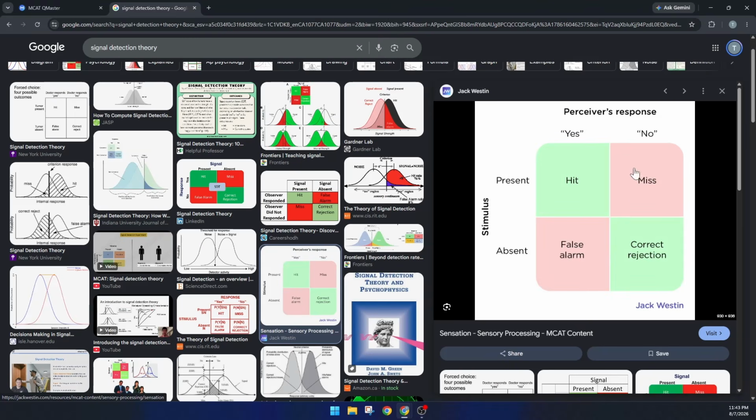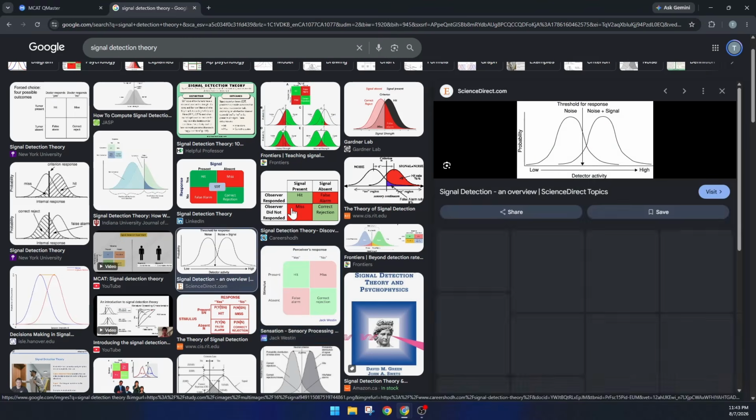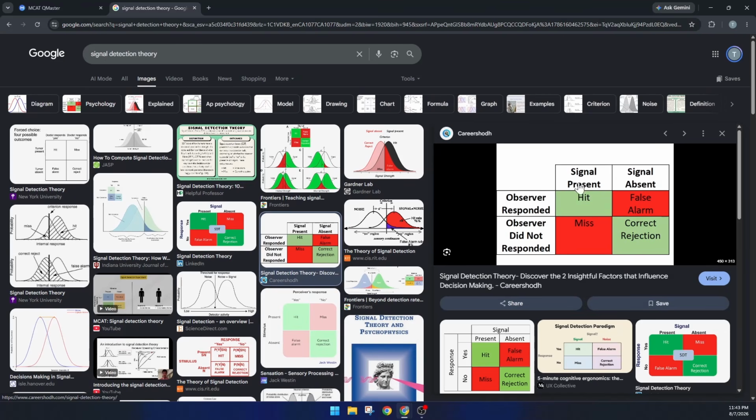So here's a picture of signal detection theory, where basically you're testing someone on whether they could know whether there's a signal present or a signal absent, and whether they get it correct or wrong. So let's say there was a signal present, like a noise. There was a noise, and the observer responded that there was a noise. That means a hit. This is literally the terminology that they use in signal detection theory.